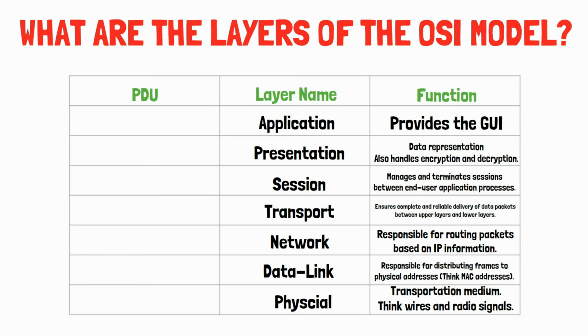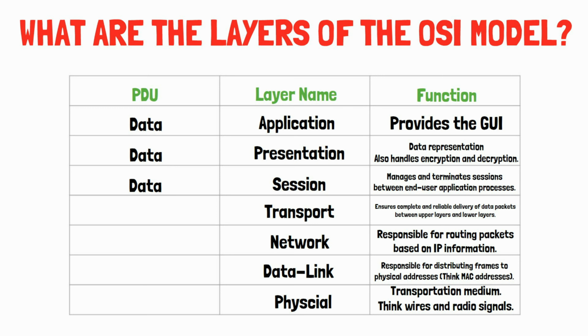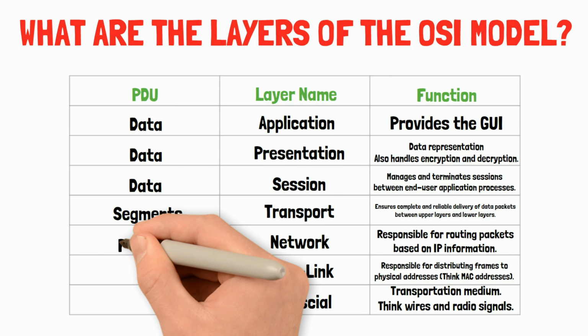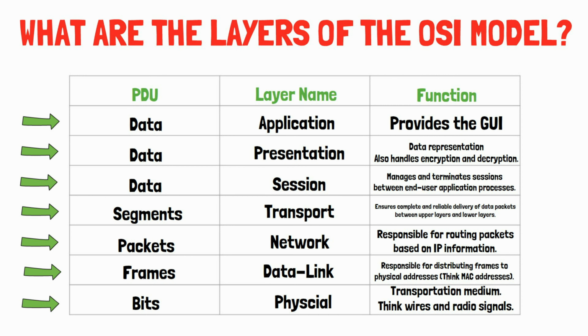The top 3 layers, application, presentation, and session, are real easy. They're all data. Then we have segments for the transport layer, packets for the network layer, frames for the data link layer, and bits for the physical layer. Now, a good way to memorize this, if you go from the top down, I always think of it as Dan did do something positive for Bitcoin. If you can remember that, you should be able to pretty quickly associate the PDU types to each layer.